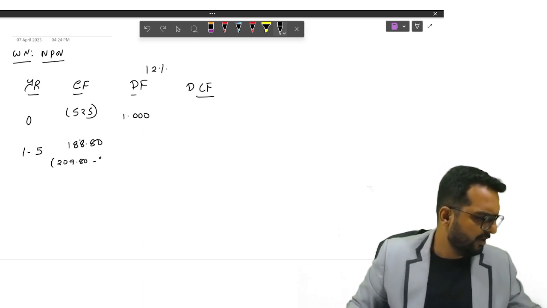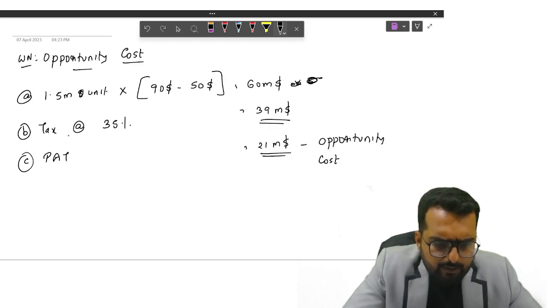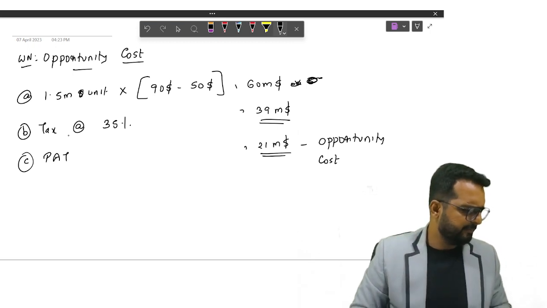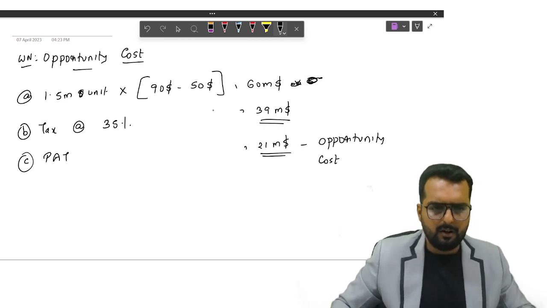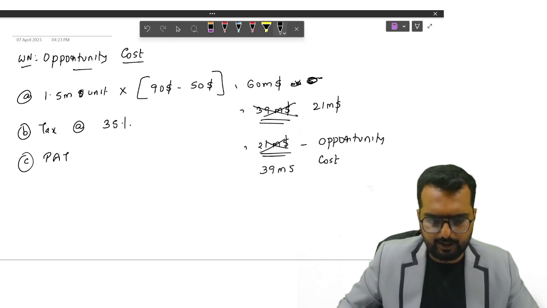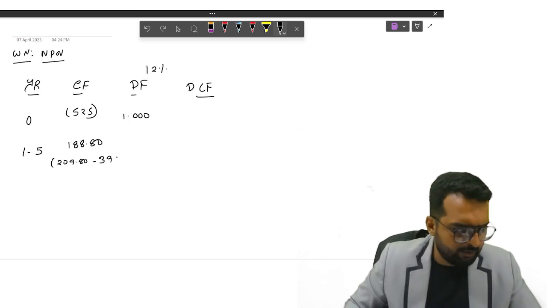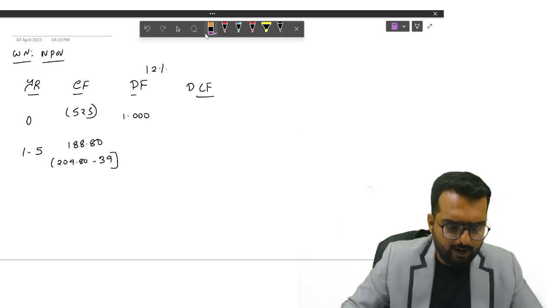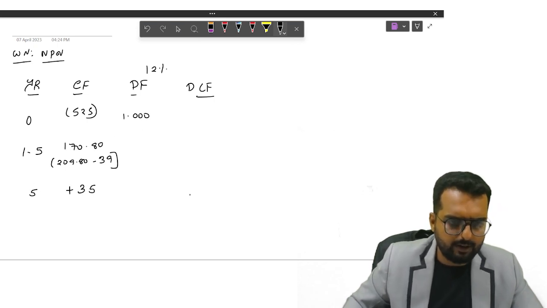Hold on. I think I made a small mistake here. Wait. 60 million was the pre-tax figure, after tax is 39. 39, right? I think I wrote it the other way around. Tax at 35% is 21. Okay, so sorry. This will be 21 and this will be 39, correct? Alright. Yes. So now this minus 39 I should do, right? So I think I'll get the number as 170.8. Am I right? Okay. And at the end of year 5, you get 35 back.